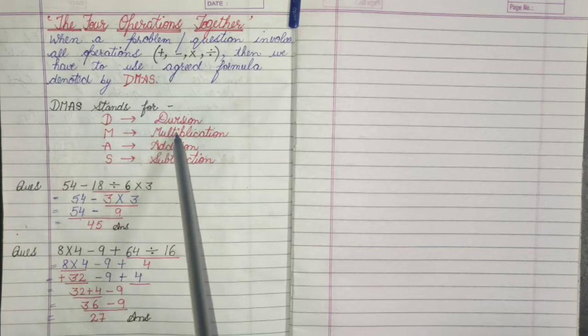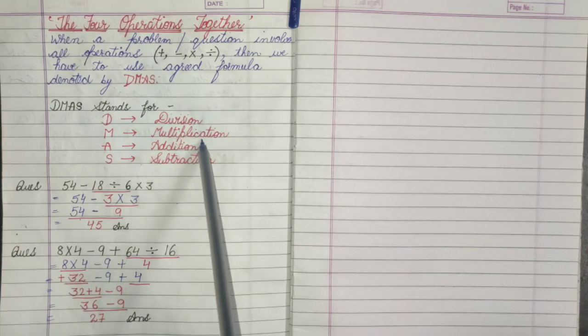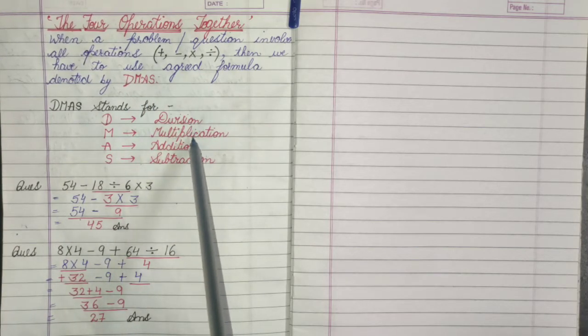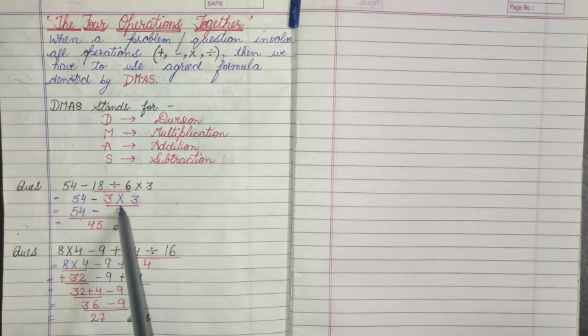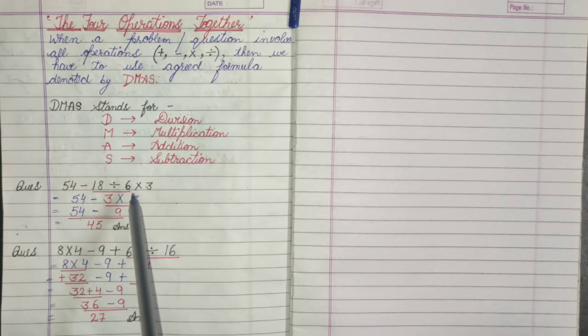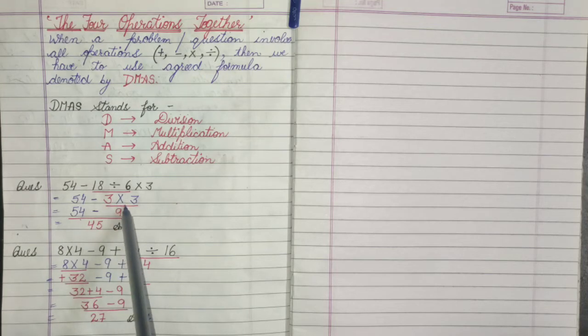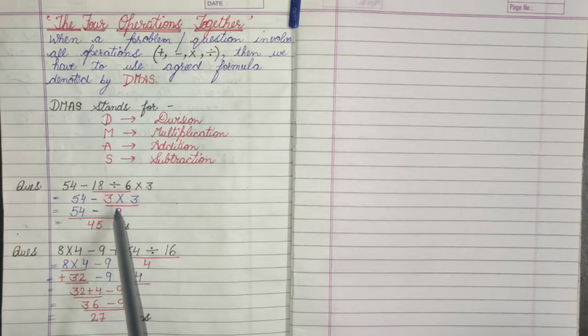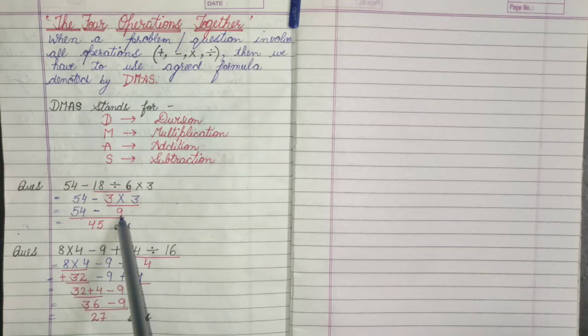Yes, what we have to do? After division, we have to do multiplication. So we will underline the multiplication numbers. The two numbers which we have to multiply, we will underline those numbers, and we will write their answer below that. 3 threes are 9. So I have written 9 here.